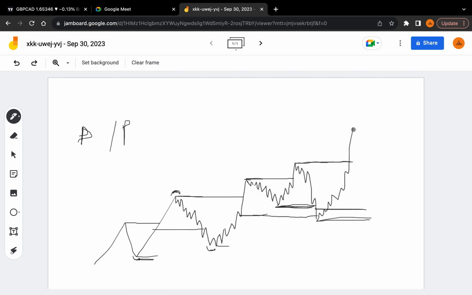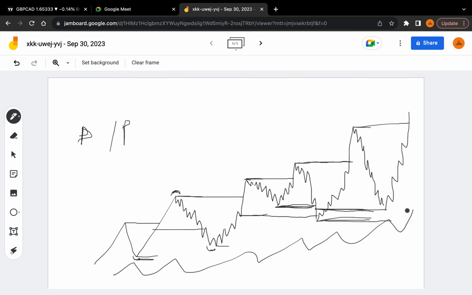Now if we start having a pullback into this man right here, this guy would be your entry, this guy would be your target, right? So if this guy mitigates, our price starts moving away from this guy, straight to the point. So this is how your order flow is formed.